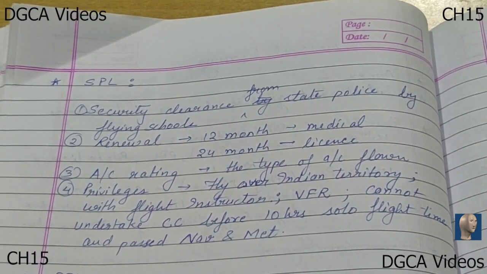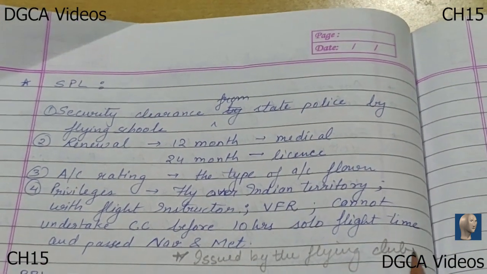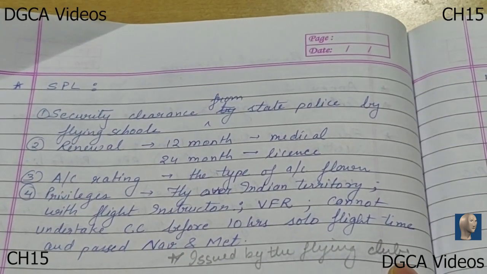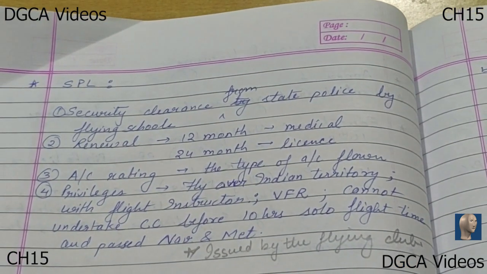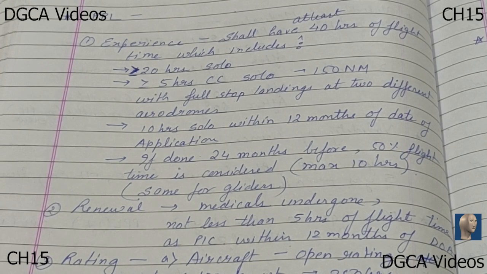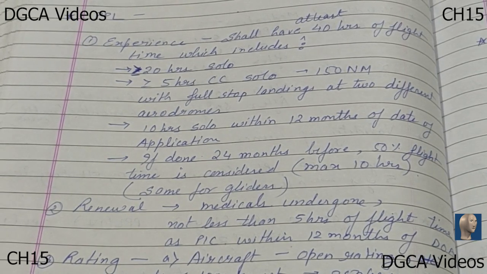The student pilot license is issued by the flying club. I'll write it down. Here it is. It should be issued by the flying club or the government flying training school, of course, with regards and subject to the conditions laid down by the Directorate General. So that was about the student pilot license. That was easy, not much to know about it.